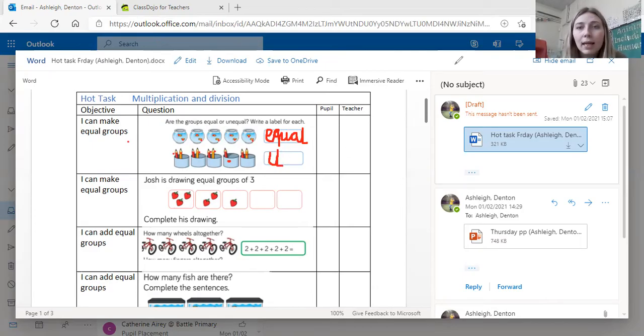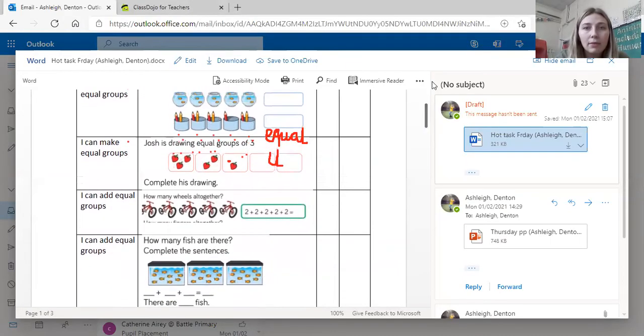Right, let's go back to my mouse so I can move down. This second question. Now our objective for this question was, again, I can make equal groups. So we're looking at the same thing. We're looking at making sure all of my groups have the same amount in them. So this question is saying, Josh is drawing equal groups of 3. Now I'm going to circle 3 because that's really important. That's an important number, okay? It says complete his drawing.